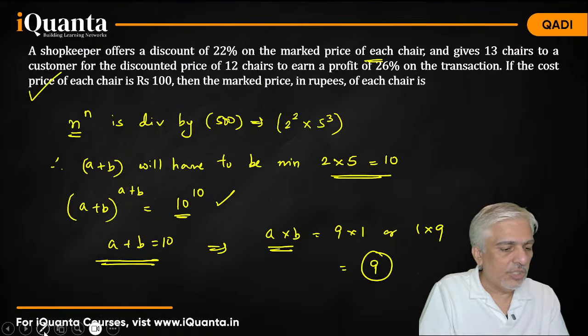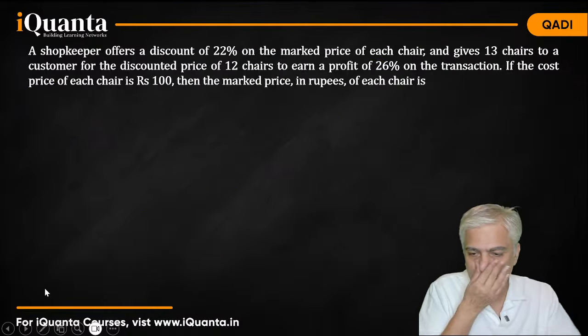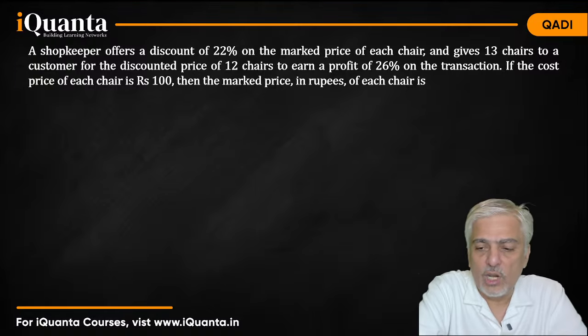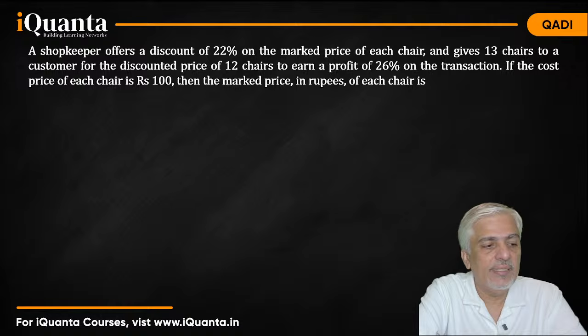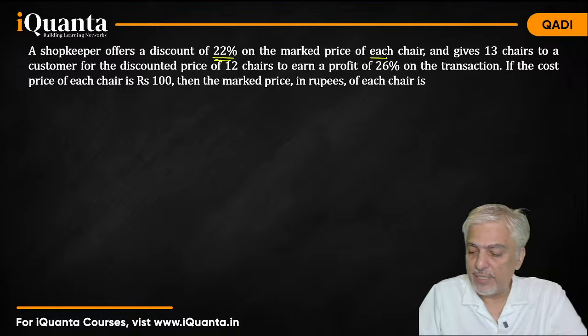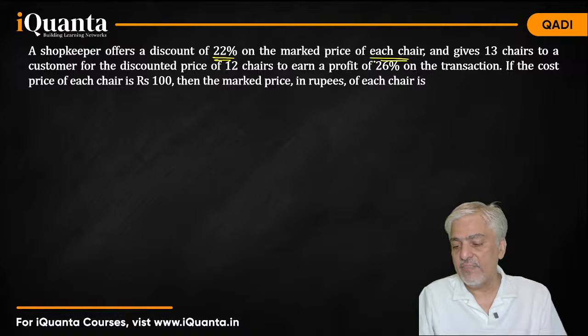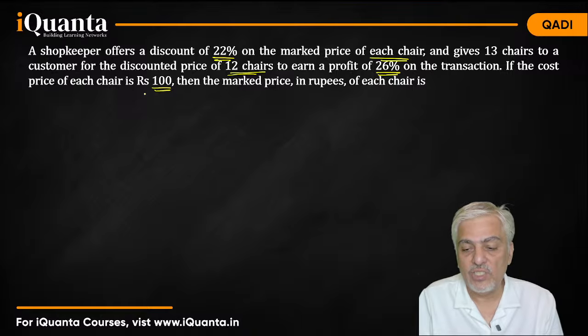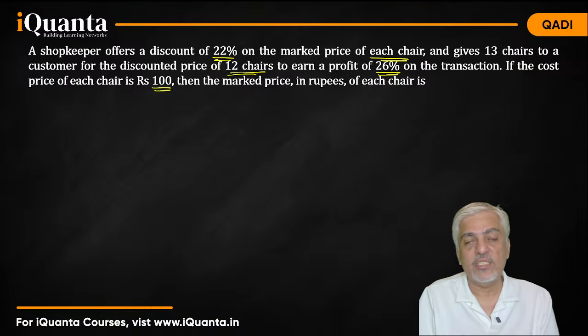Yeah, this was the question. Let's see if I just put it down right now. I want to understand how people use the approach very smartly. A shopkeeper offers a discount of 22% on the mark price of each chair and gives 13 chairs to a customer for the discounted price of 12 chairs to earn a profit of 26% on the transaction. If the cost price of each chair is 100, then what is the mark price of each chair? Yes, calculator is allowed in XAT.